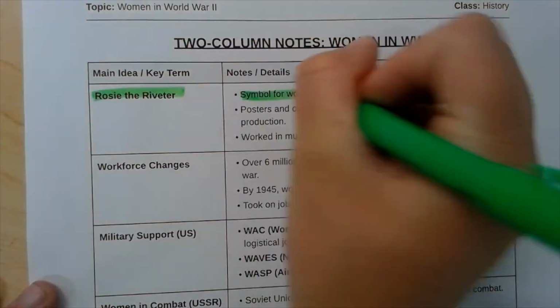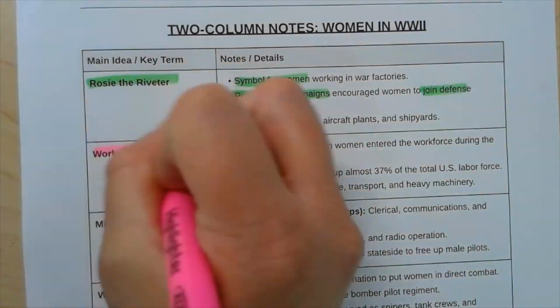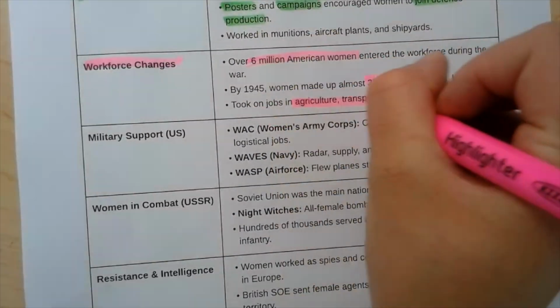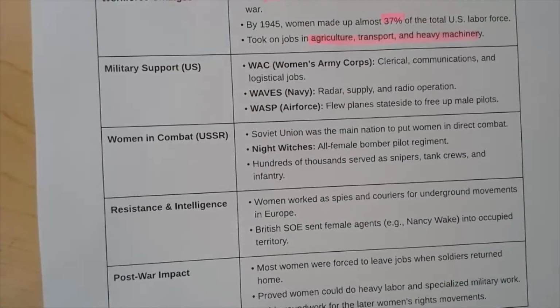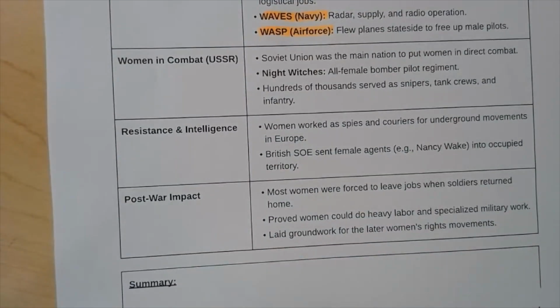In this example, I decided to assign 1 color to each section. Green represented the things I wanted to remember about Rosie the Riveter, pink represented workforce changes, and orange represented military support. This can help you organize your different sections of your notes.